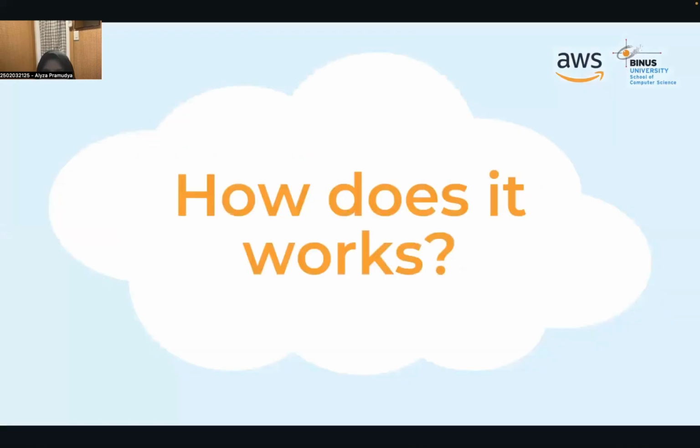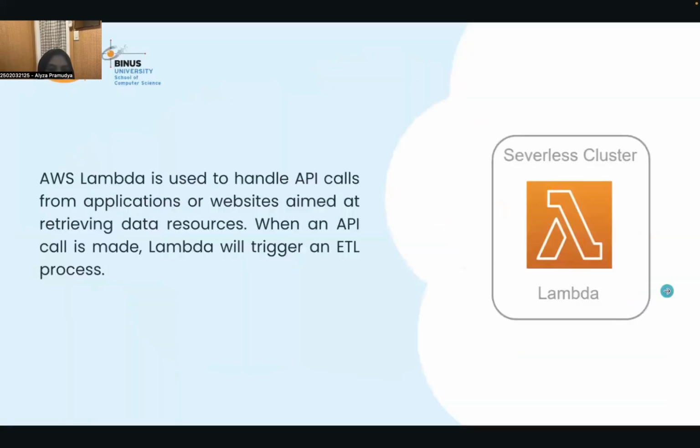For more details, we will explain the function of each service one by one. First is AWS Lambda. AWS Lambda is used to manage API requests from an application or website with the purpose of fetching data resources. When an API call is made, Lambda will activate an extract, transform, and load process, or we can say ETL.